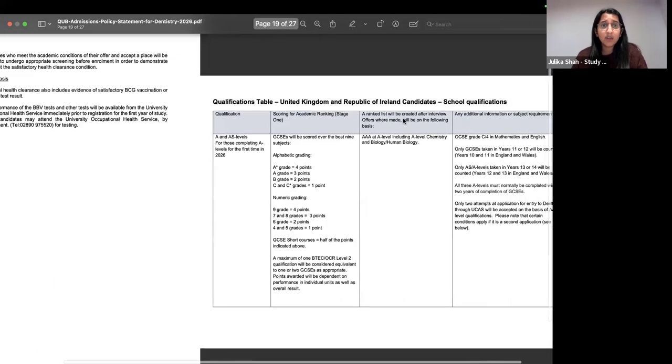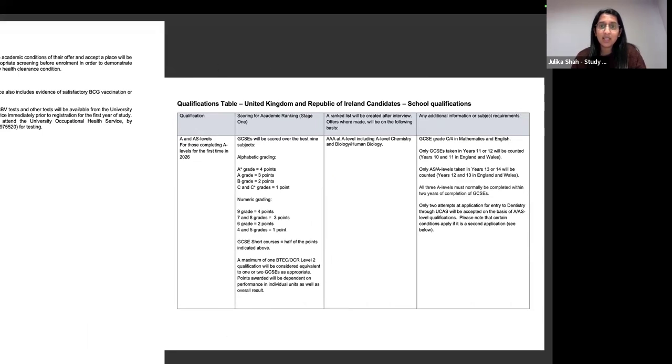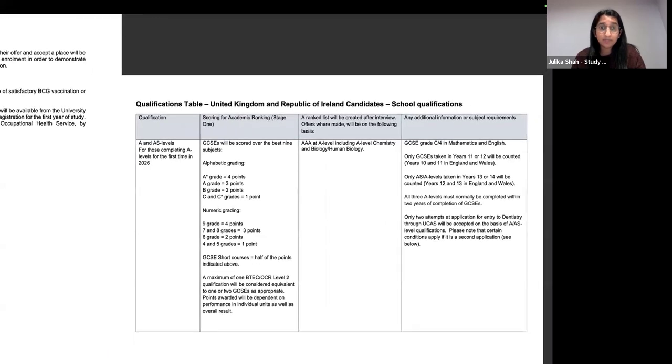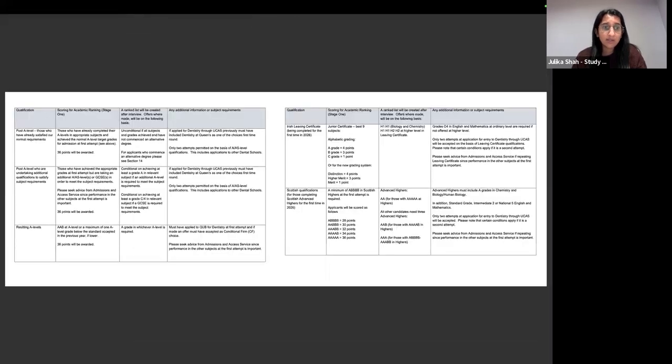What's really nice is some universities will have a table which will summarize everything. If you're like me and you like everything summarized on one page, this is quite a nice table you can take a picture of. It goes through what the requirements are. This is for the UK and the Republic of Ireland. There's some more writing here, but you can definitely find this, and if you want it, I can send it on the chat.